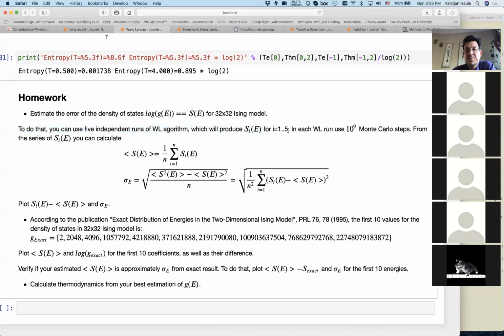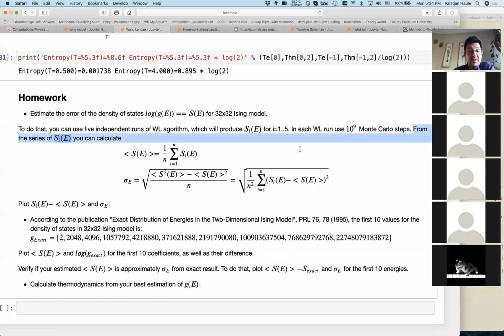Now, for this particular case, 32 by 32 Ising model, I tested a little bit, and at least on my computer, around 10 to the power of 9 Monte Carlo steps was needed, because the 32 by 32 Ising model is relatively large. It's bigger than the 20 by 20 that we used here. So we need to increase the number of Monte Carlo steps to converge, so that the modification factor goes to 1.